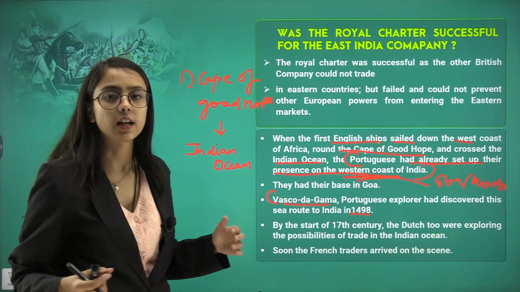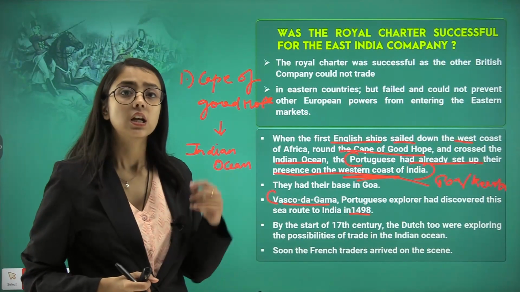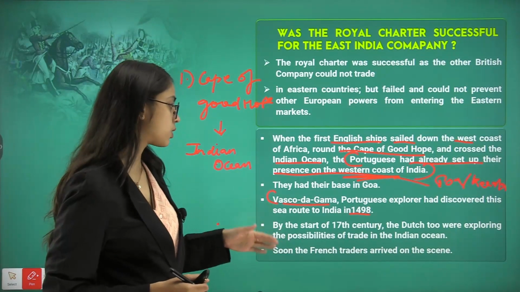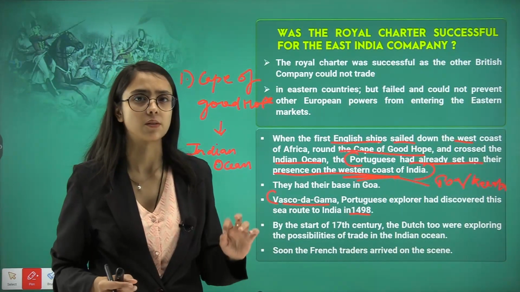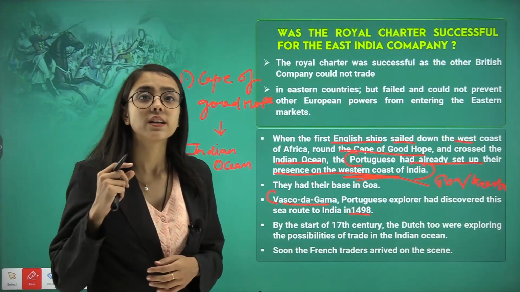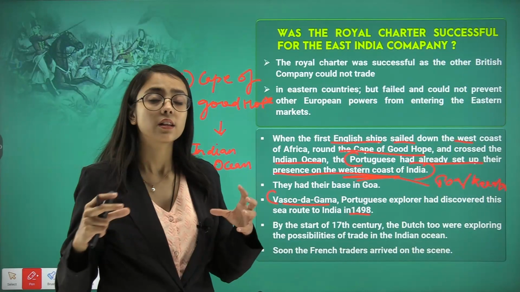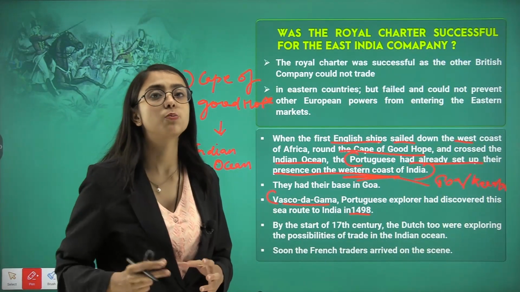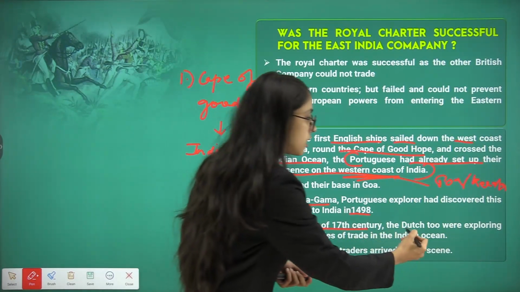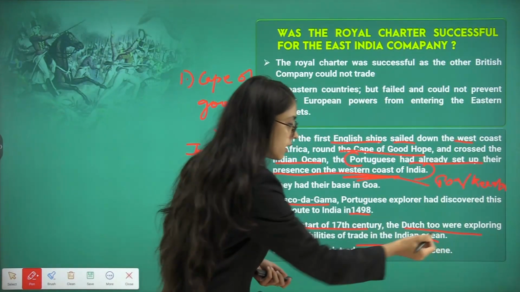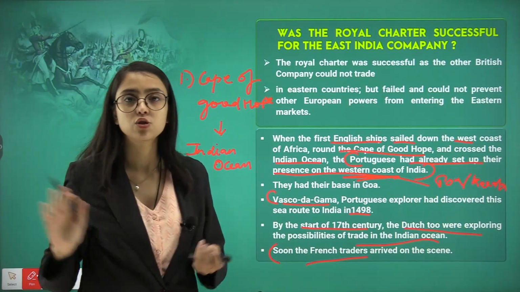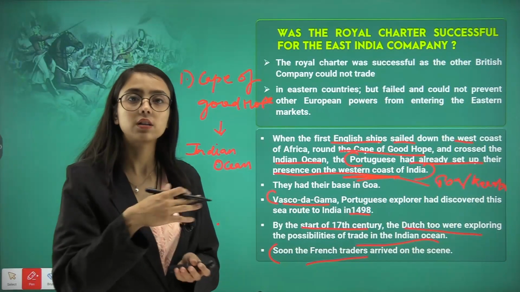So after that, by the start of the 17th century, the Dutch, the people from Netherlands, too were exploring the possibilities of trade in the Indian Ocean. Now why was that? Because the Indian subcontinent was very rich in natural resources, and there were a lot of things that could yield huge benefits to people. So in the start of the 17th century, the Dutch too started exploring the Indian Ocean. Soon the French traders also arrived. So it was not just the Britishers, there were people from other parts of Europe as well.